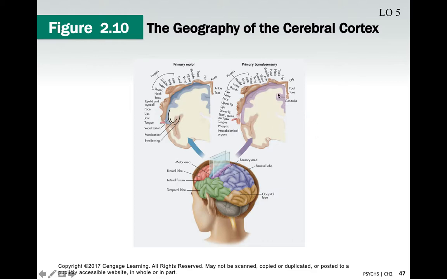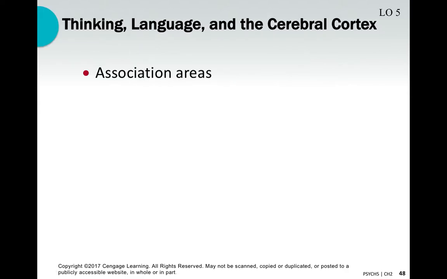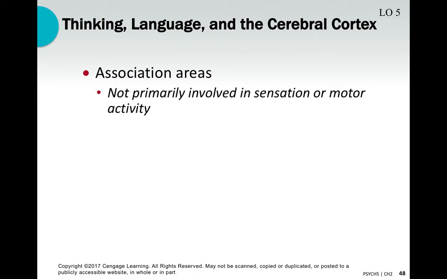leg. We see here are the legs right here. You have toes, foot, leg, hip, trunk, all of that is on this strip of cortex. So if this were to be stimulated somewhere in here, it would feel like somebody was touching your leg, even though nobody was touching your leg. Pretty neat, right? So let's think about some other important areas along the cerebral cortex, known as association areas.